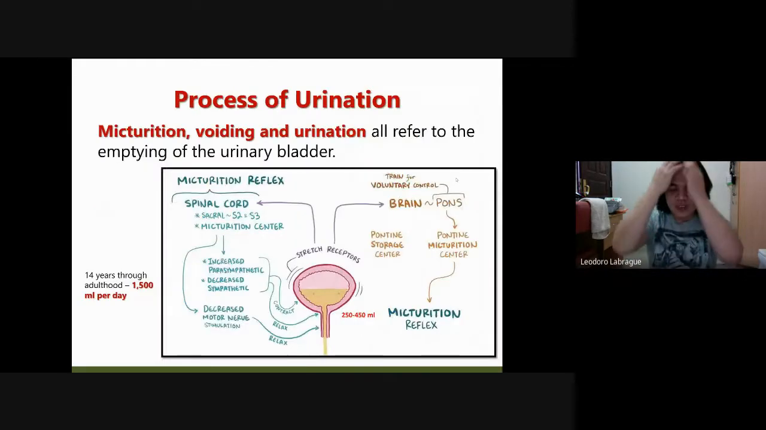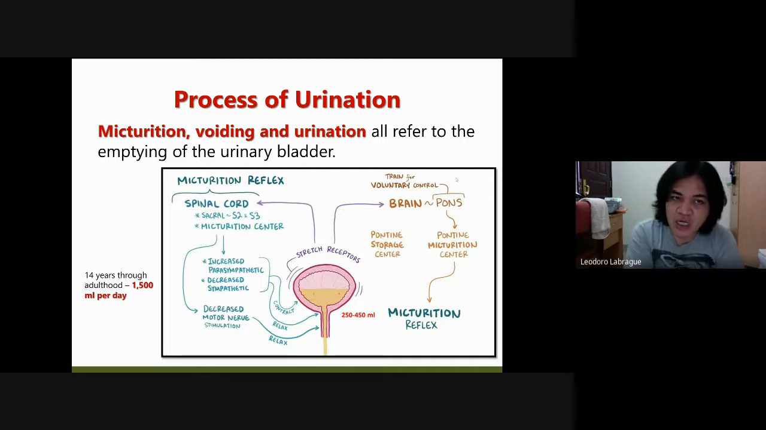Now, I know you are very much interested in how urine is formed and why we feel an urge to urinate. But before I do that, I want you to remember that three terms have the same meaning. When you hear the word micturition, voiding, or urination, they mean the same thing and they all refer to emptying of the urinary bladder.